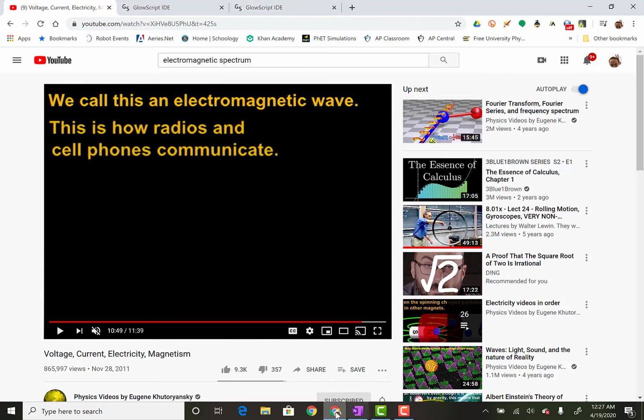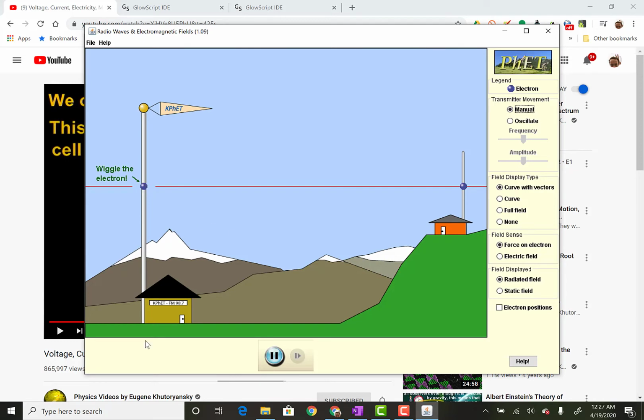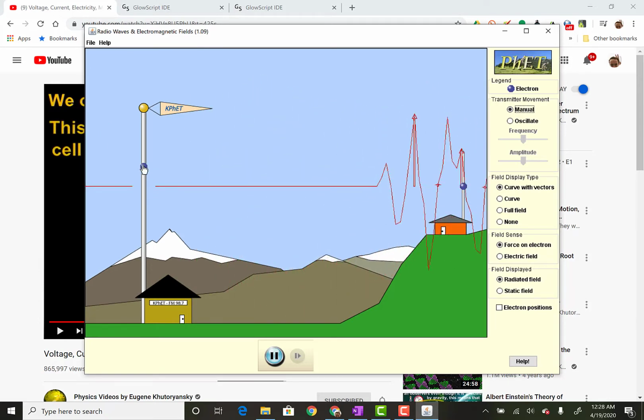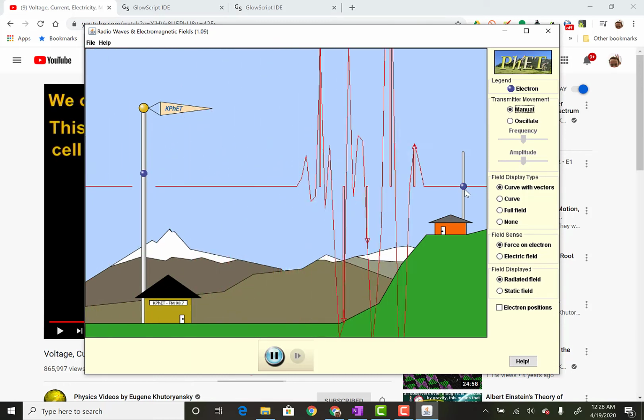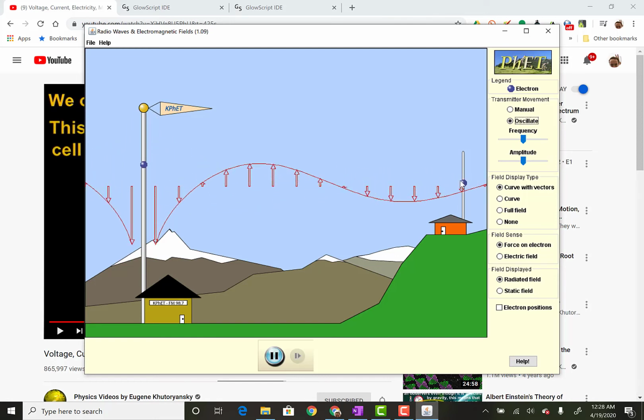A couple more visualizations of what that could look like. There's a PhET simulation. It is a Java simulation, so not everybody's going to be able to look at this, which is one of the reasons I did this video. If I have a radio station that wants to broadcast something, they have their antenna, which is basically full of electrons. If I oscillate the electron, it's going to generate an electromagnetic wave that oscillates up and down. But the frequency I'm using here doesn't match this frequency right here. If I send my electron such that the frequency matches, say 98.7 FM, then I can resonate with some other person's antenna, and they'll be able to detect my broadcast.